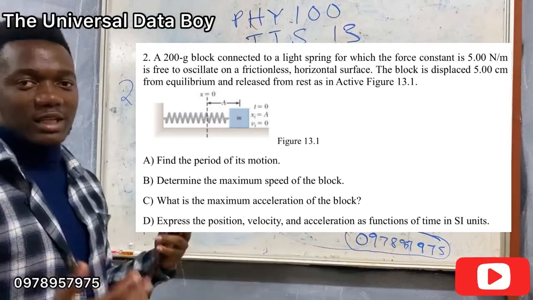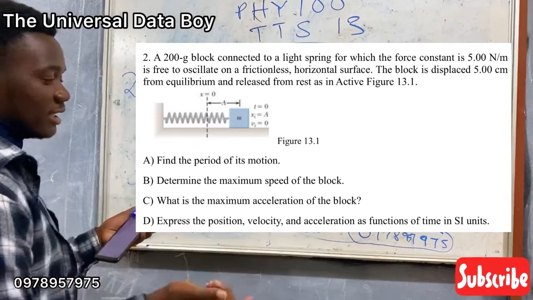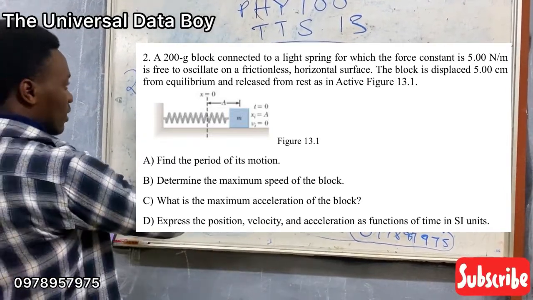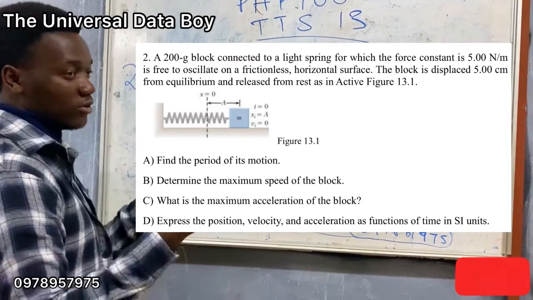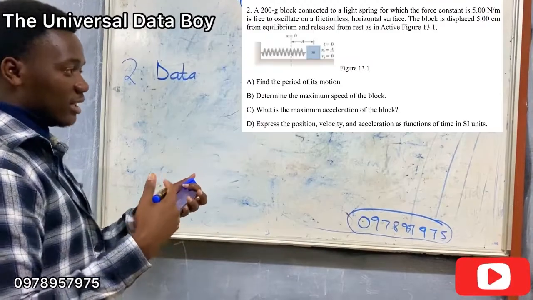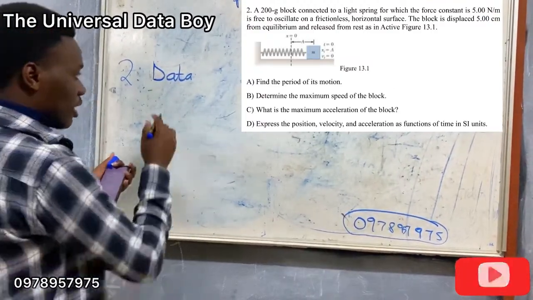So before you can even start answering the questions, we can do what we have to do essentially in any physics problem. The first thing is to gather the data. Others do the data after the free body diagram, others do the free body diagram before the data, and others put the data on the free body diagram. But let's start with the data.